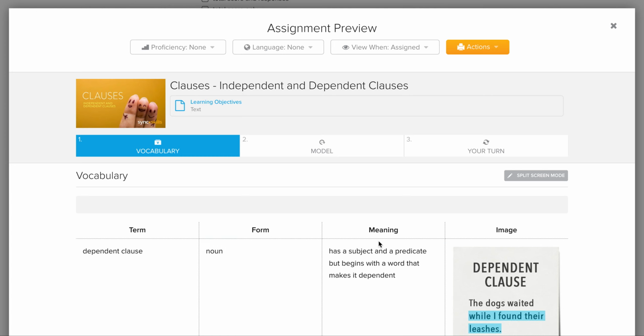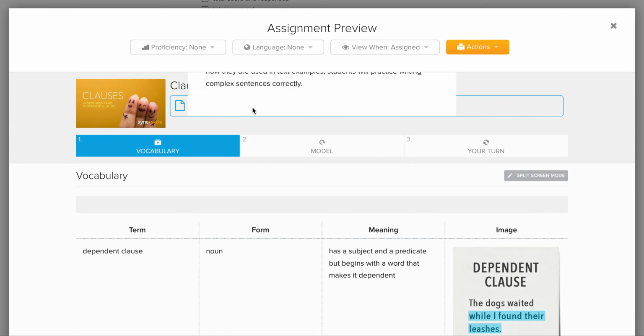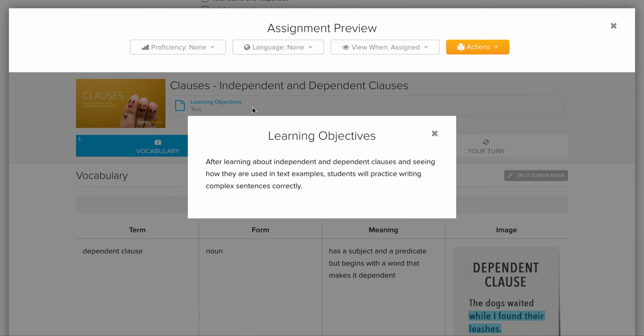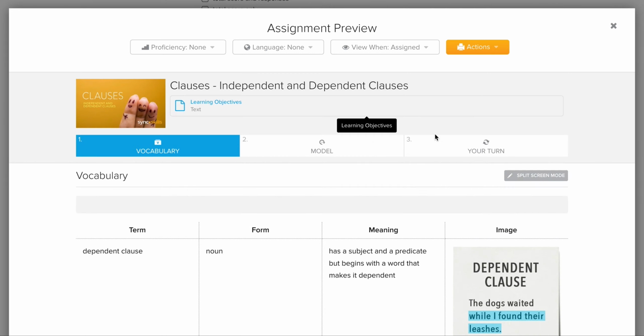Hello, students. We are continuing forward with a little bit of grammar instruction, and today we are looking at independent and dependent clauses. Let's take a look at our learning objective. After learning about independent and dependent clauses and seeing how they are used in text examples, students will practice writing complex sentences correctly. Let's go through our tabs and then we'll do a little review at the end.